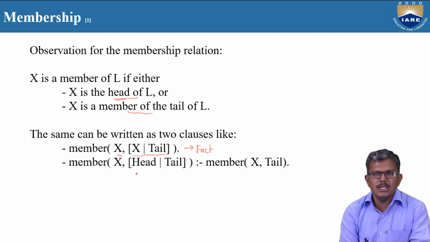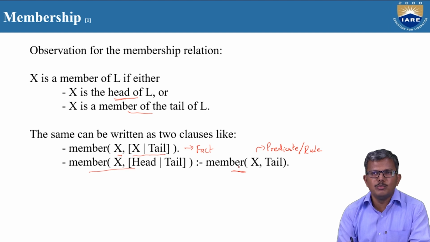But when it comes to here, observe that this is not a fact, but a predicate. This one is a predicate, or otherwise we can say this one is a rule. So what is that rule? It means if you want to prove this particular thing, then before that you need to prove this one.